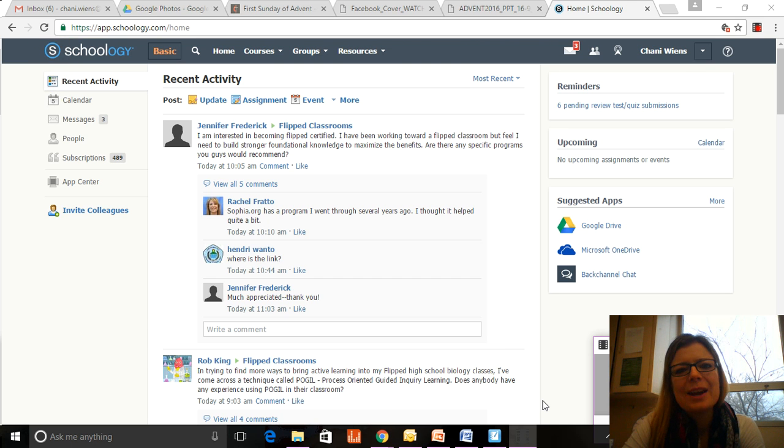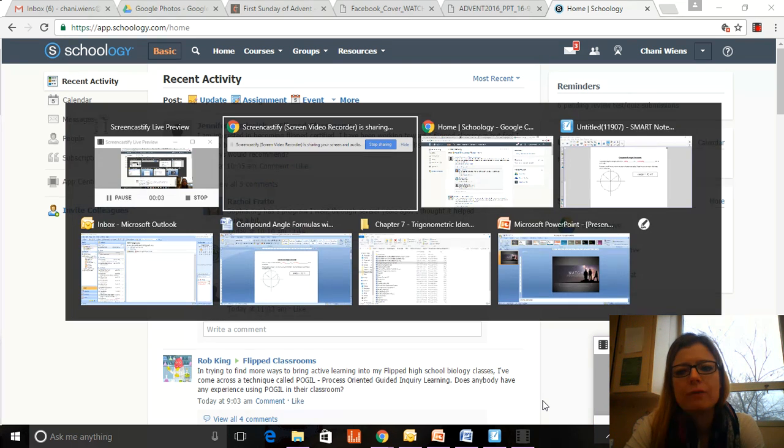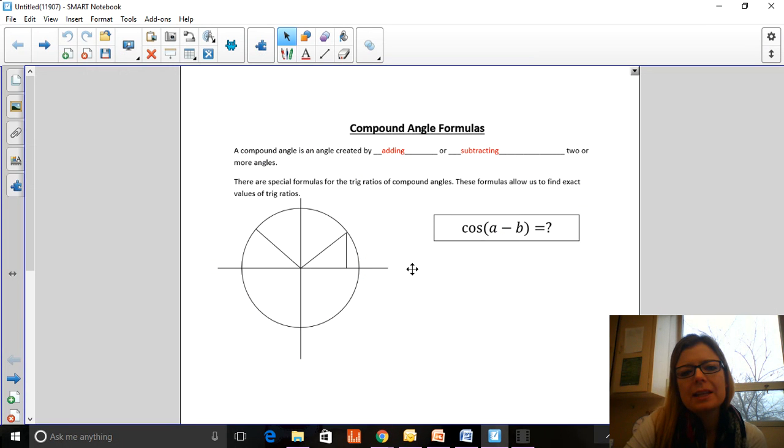Hi students, today we're talking about compound angle formulas. It's a bit of an abstract concept to you at first, but once you practice it, it will become very practical. It all comes back to wanting to have exact values for our trig ratios.